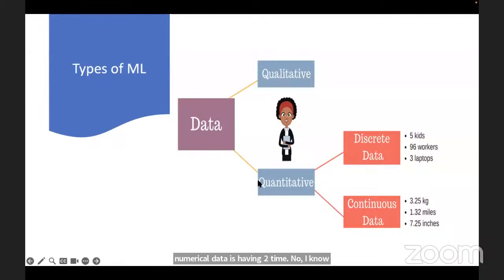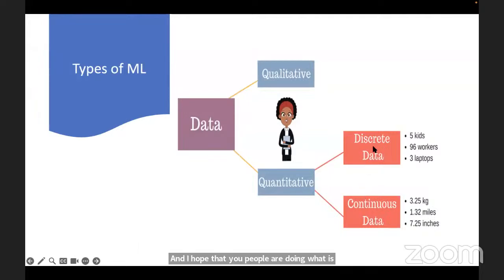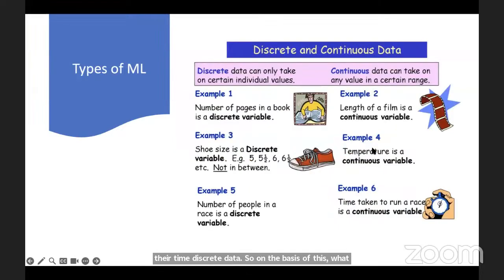So data is divided into two types, quantitative and qualitative, and depending on this only, we are selecting our algorithm. That's what I'm guiding. Again, I'm repeating: quantitative data means numerical data, which is further divided into continuous values and discrete values. I hope you know what continuous data and discrete data are. On the basis of this, we are learning the algorithms. So let's take an example: what is the meaning of continuous value and what is the meaning of discrete value?